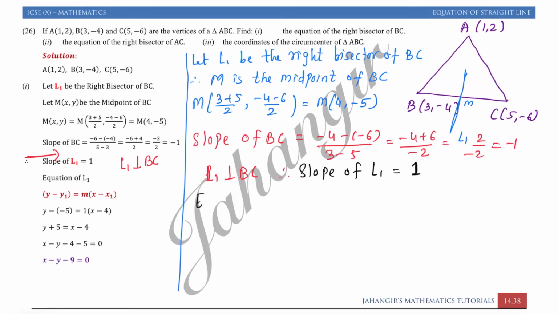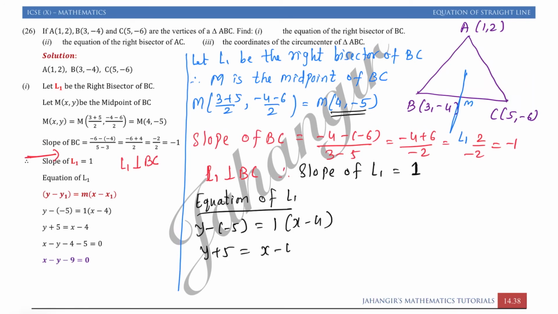Now the equation of L1, its passing point is M, so we can write y minus of minus 5 is equal to 1 into x minus 4. So y plus 5 is equal to x minus 4. So x minus y minus 9 is equal to 0. This is the equation of the right bisector of BC.